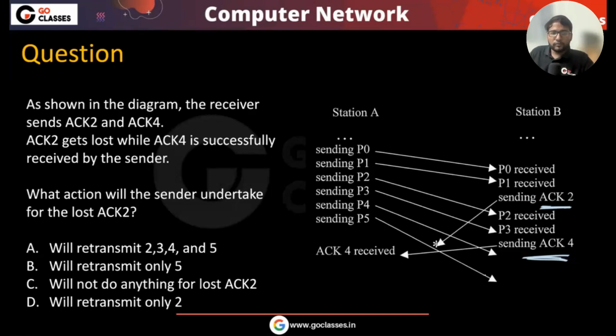So what will the sender do for lost ACK2? What do you think? Yeah, it will not do anything, right? Nothing. It has received ACK4, so it will just slide the window. That's all. It doesn't worry about this ACK2. It doesn't even know whether ACK2 has been sent or not, right? Understood? It won't do anything. It has received the cumulative acknowledgement, which is ACK4, which is the good one. So it won't do anything.